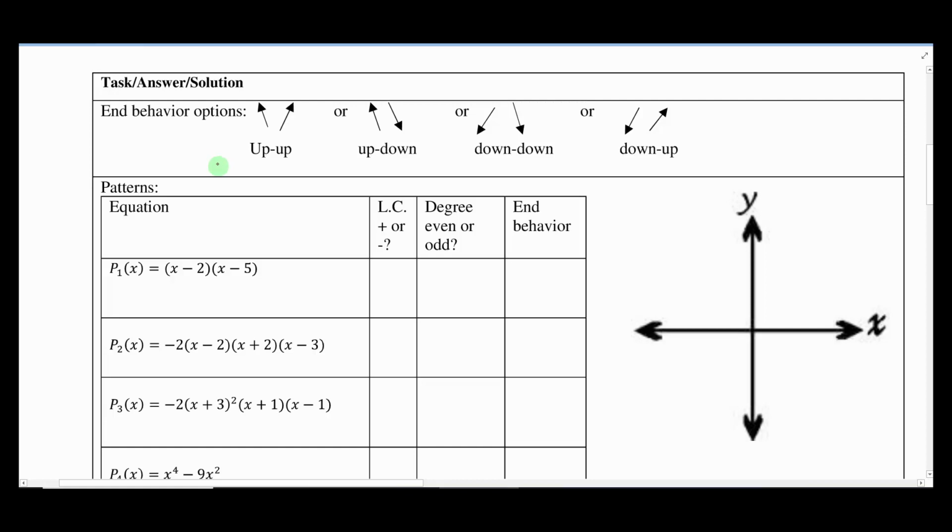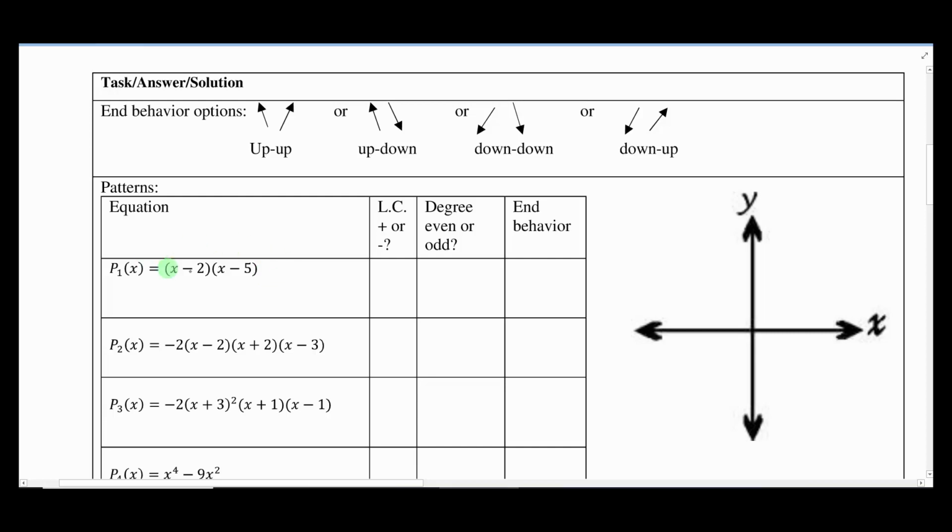So as you go off to the right forever and ever and ever, does the polynomial go up or down? And as you go off to the left, does the polynomial go up or down? Okay, so we have some options that happen, right? So the possible outcomes here for our end behavior are up, up; up, down; down, down; and down, up.